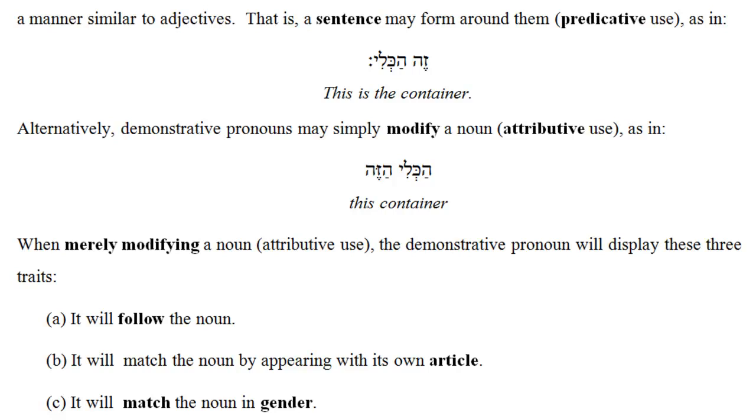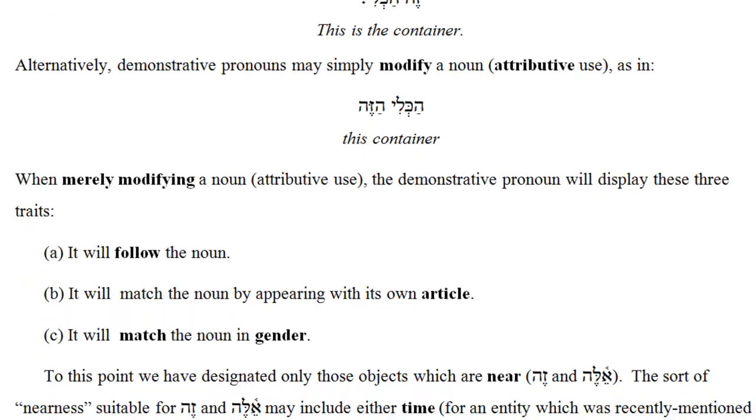And finally, letter C, the demonstrative pronoun must match the noun in gender. Kali is masculine, ze is masculine also. Later on you will learn the feminine demonstrative pronoun. It is zot. And just by hearing that difference, you can tell that ze has been selected, zot has not been selected, because it would not have matched kali, which is masculine.